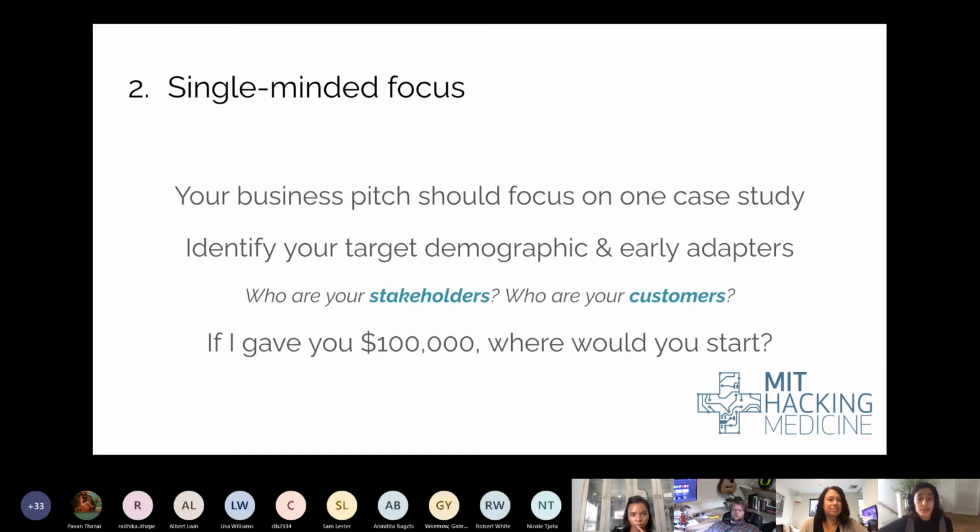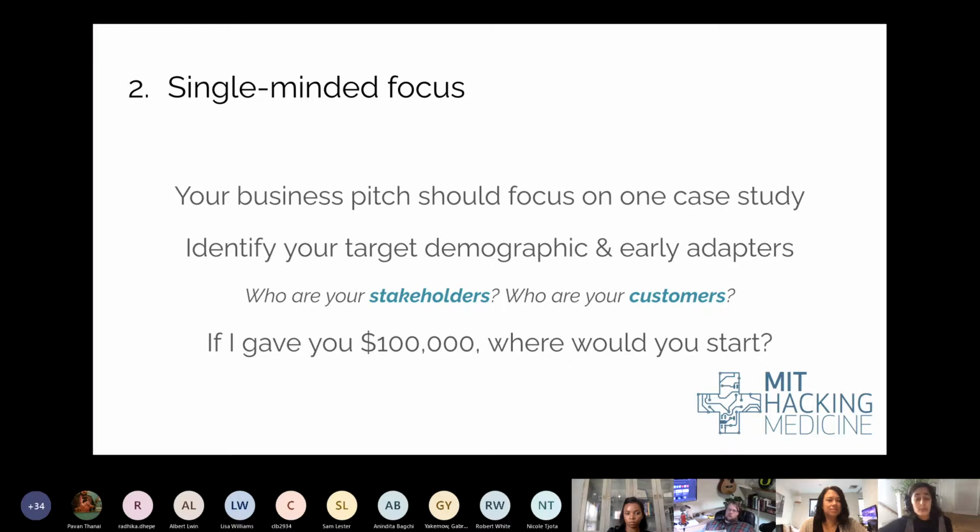Your business pitch should focus on only one case study. So when you've identified your problem and solution, you need to be able to show who your target demographic is and who your early adopters are going to be. So who exactly are your stakeholders and who are your customers? Are they a particular group within the city that you live in? Is it going to be a particular population of individuals who have a certain disease? How can you make sure that you are identifying who exactly that first target demographic is?